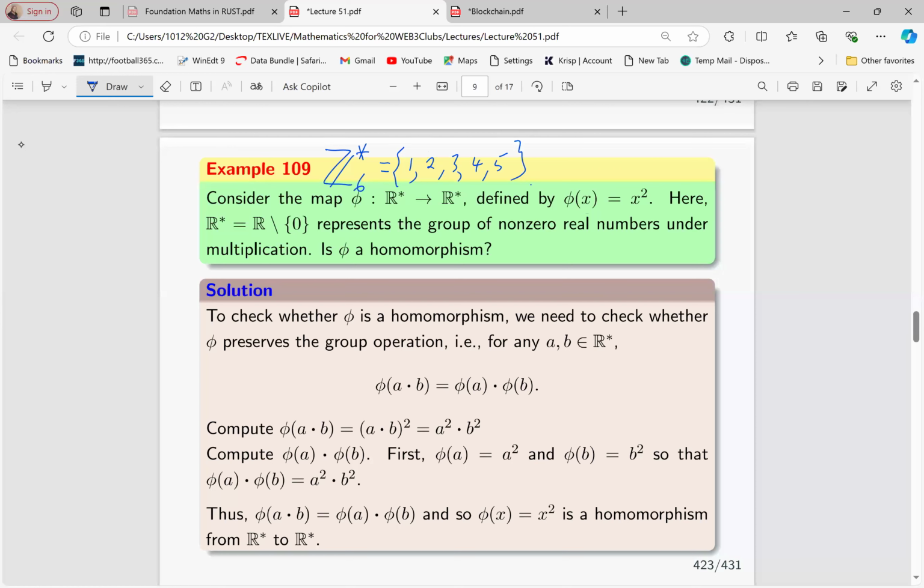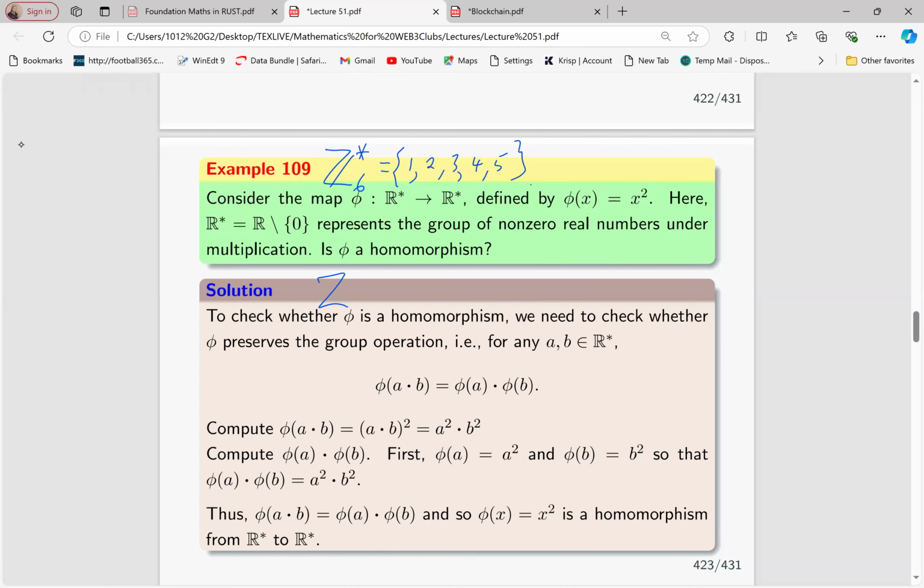Because for Z star 6 to be a group, you should define Z star as a set of elements which are relatively prime to 6. A set of elements which are relatively prime to 6. So it becomes a group now. It depends on your definition. It depends on how you define your group.